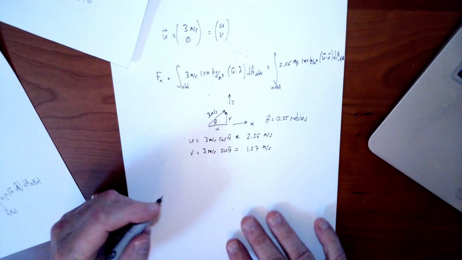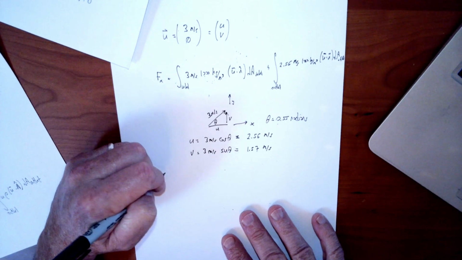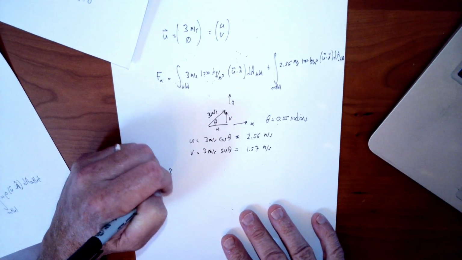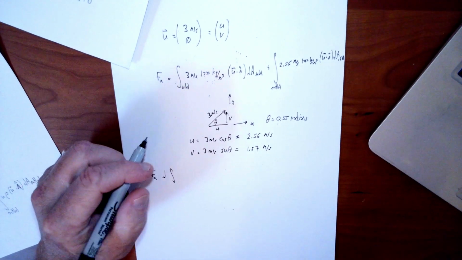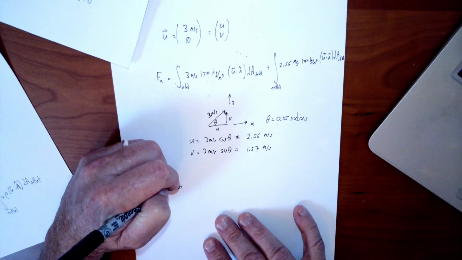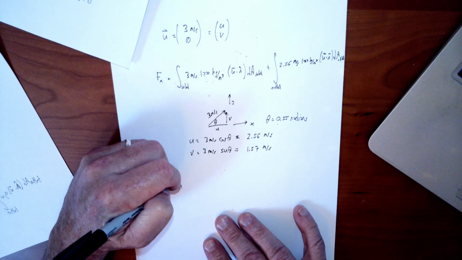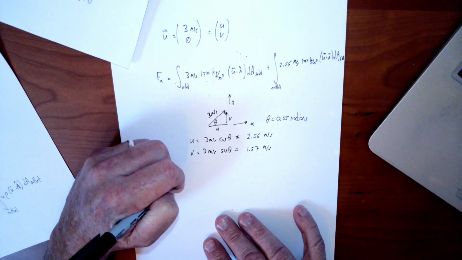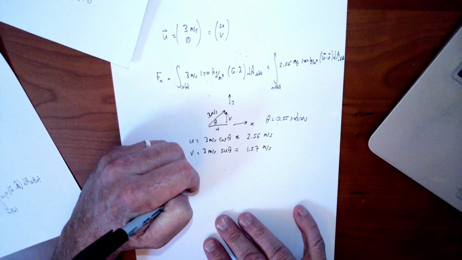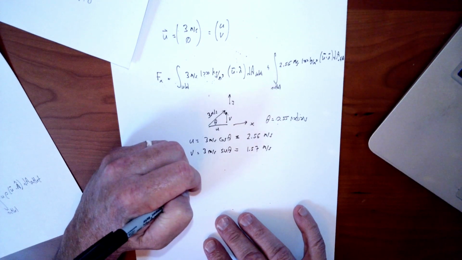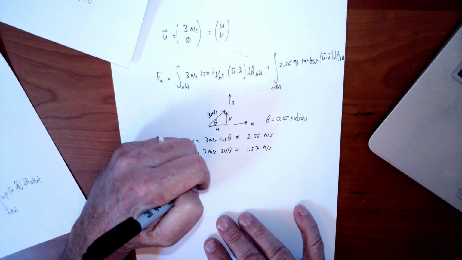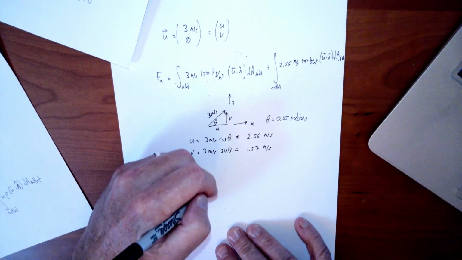So Fx, I'll move it over a little bit. Fx is equal to the integral over the inlet of 3,000 times U dot N. Well, why not? 3,000. This is now kilograms per second meters squared. But anyway, it's U dot N. So what is U dot N here?